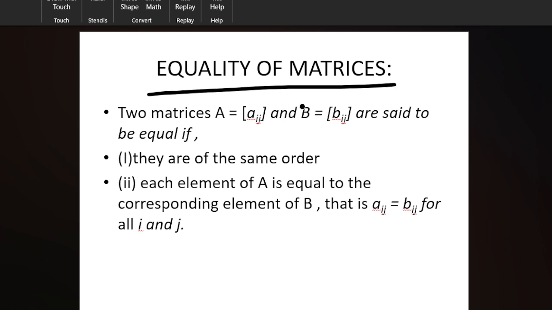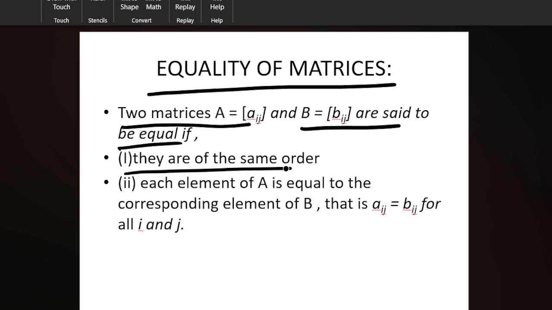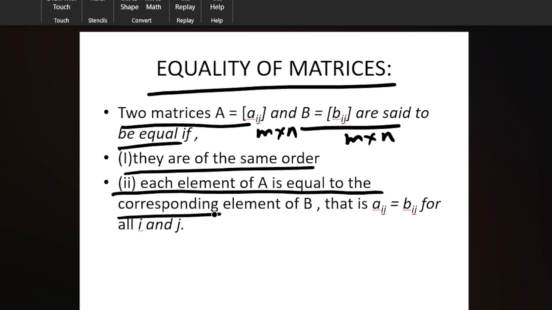Now, equality of matrices. Two matrices A = [aij] and B = [bij] are said to be equal if they are of the same order. Their order must be the same. If A is of order m by n, B also must be of order m by n. And secondly, each element of A is equal to the corresponding element of B. That is, aij equals bij for all i, j.